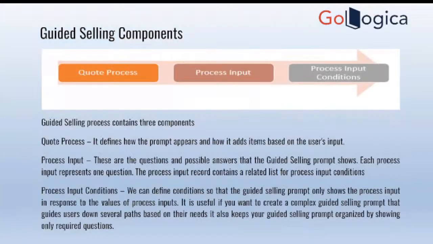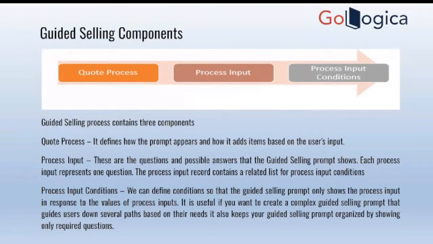So guided selling has three components: the code process, the process input, and then process input conditions. This is how we are designing the guided selling in Salesforce CPQ. The code process defines how the prompt appears, like how the question will appear to the user, how the user will see it, and what questions will come up.